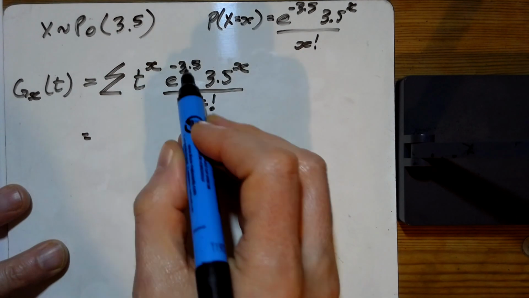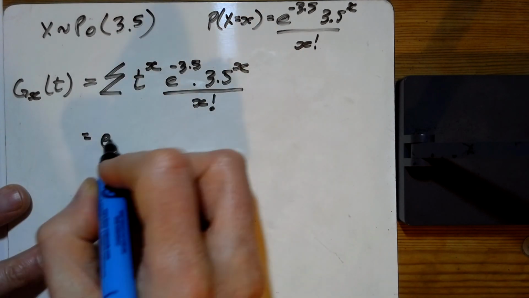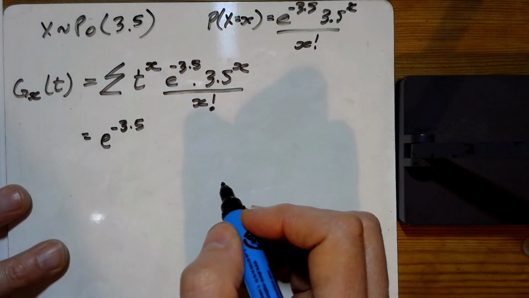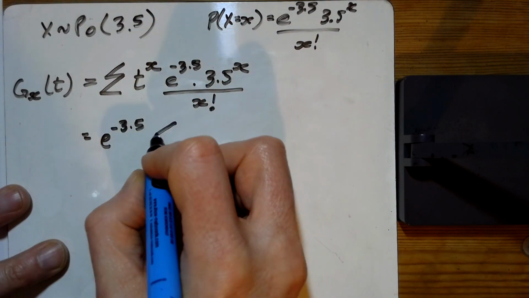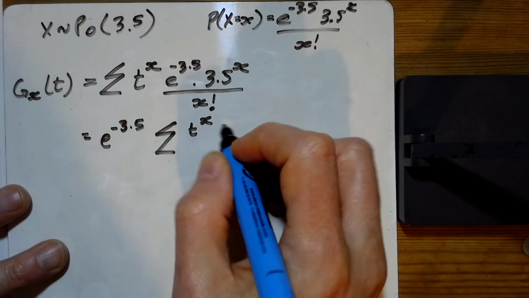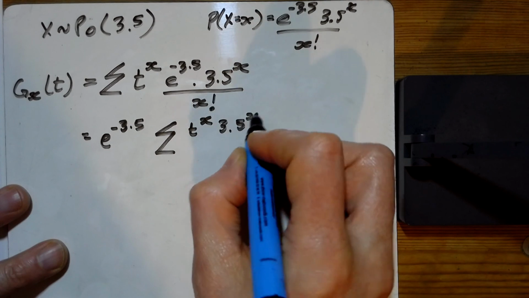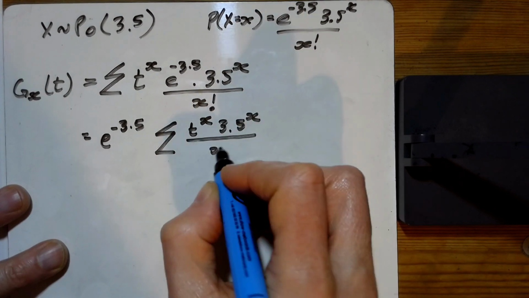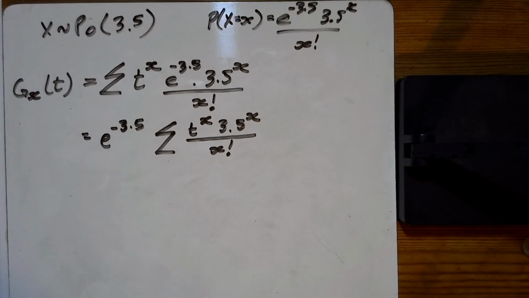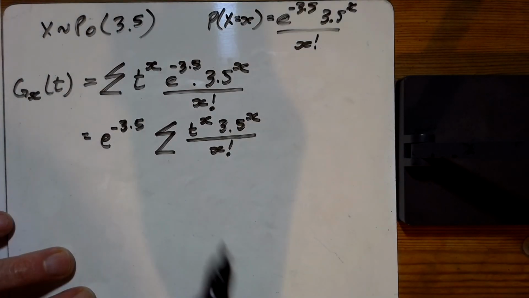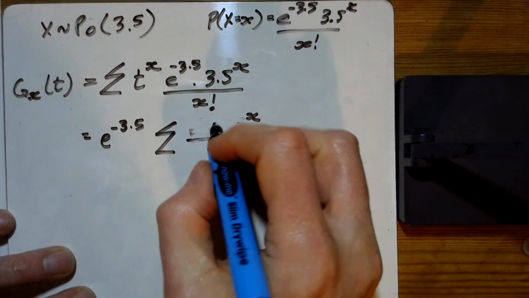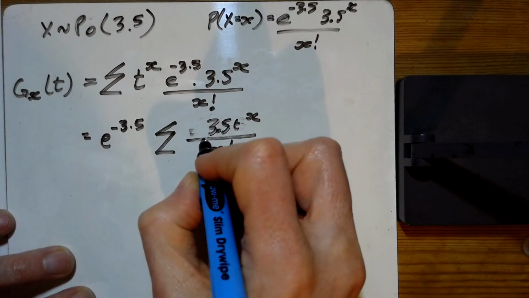Now, there's a constant here. e to the minus 3.5 is just a constant. It's the same in every single term, so I'm going to drag it outside of this summation. So we've got the sum of t to the power of x, 3.5 to the power of x, all divided by x factorial. Now I'm just going to tidy up the top there, because they're both to the power of x, and just make that 3.5t to the power of x.